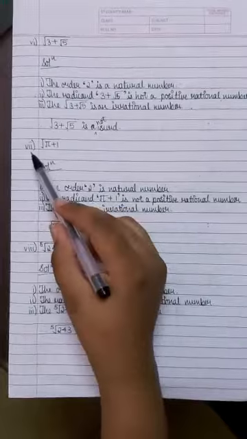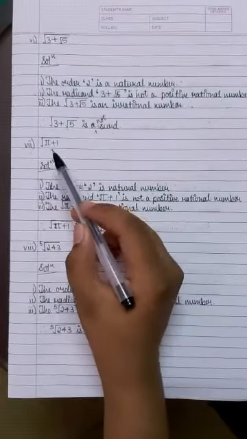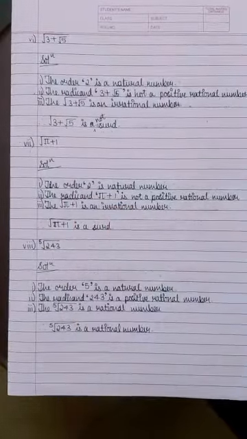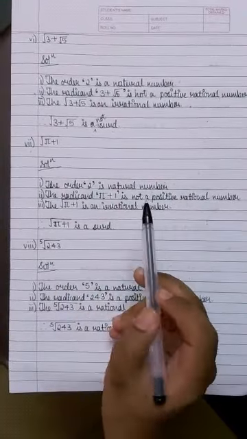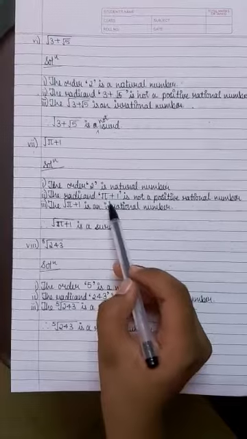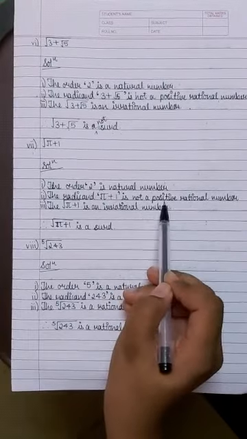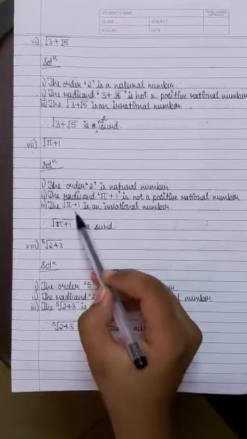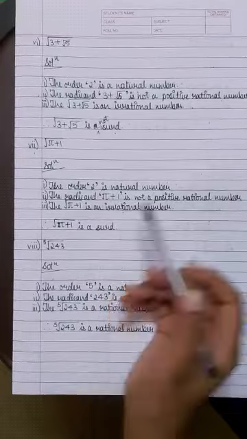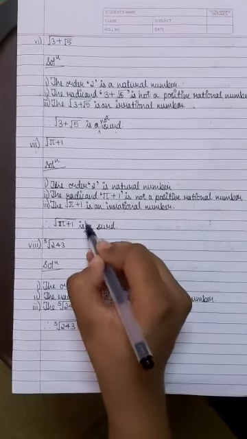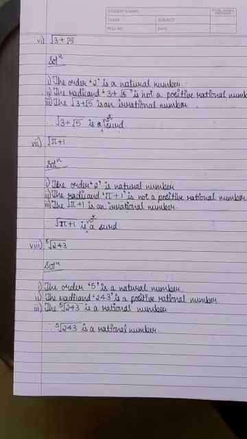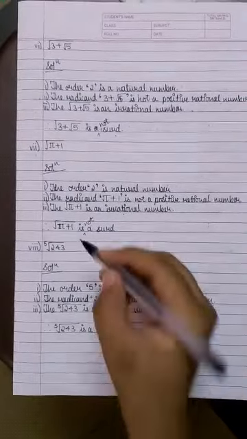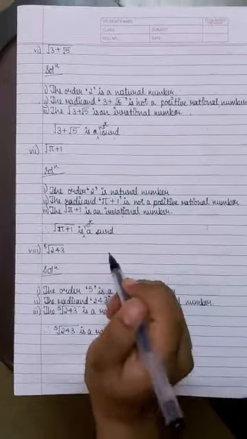Okay. So moving on to the seventh sub question, root of pi plus 1. In the solution, we write the order 2 is a natural number. The radicand pi plus 1 is not a positive rational number, but this number is also an irrational number. So again, what we do here, it's not a surd. If you write it's a surd, we are going to get the wrong answer. So we add it's not a surd.